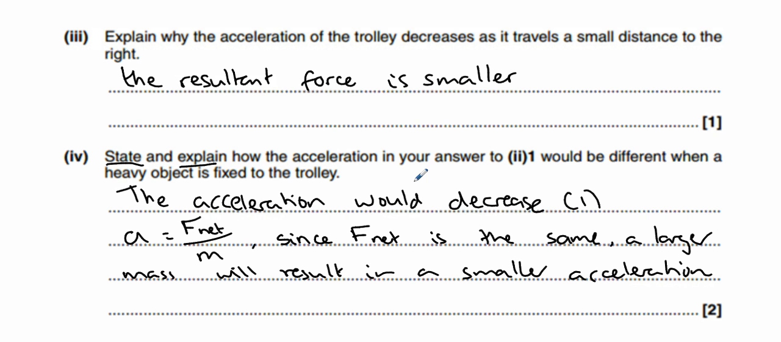If the net force is staying the same, a bigger mass will give a smaller acceleration. You can see that by stating that equation. If this value stays the same and you increase the denominator, then this whole fraction gets smaller, so a will get smaller. That'll get you the second mark for the explanation. I'll stop the video there.